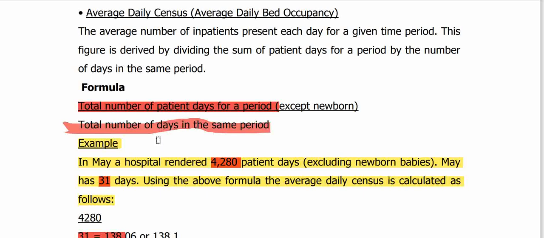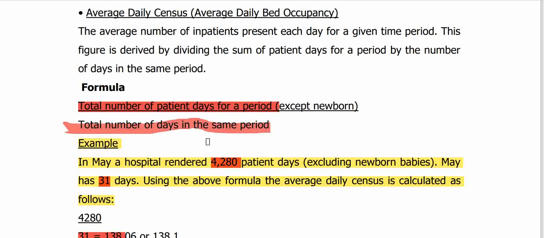So if you are calculating, let's say, the average daily census of January, which is last month, you get the number of admissions, which may be 100,000 or 50, whatever, and then you divide it by the number of days in that very month.